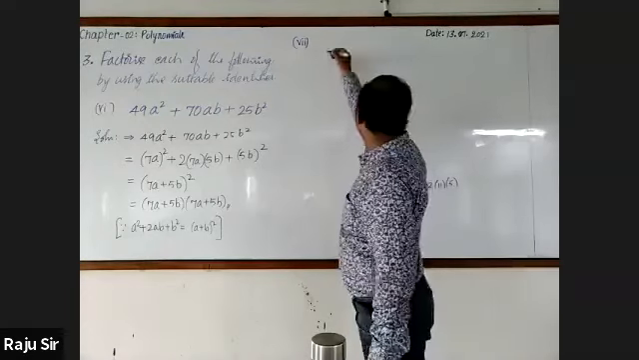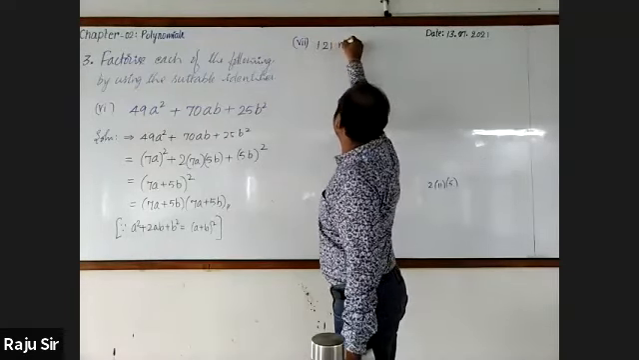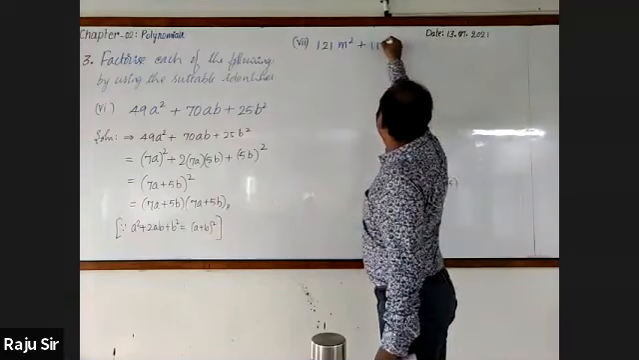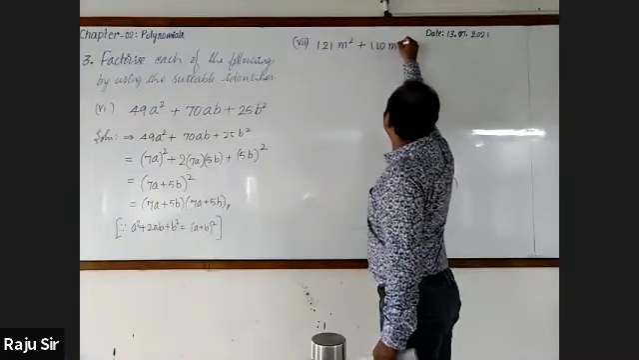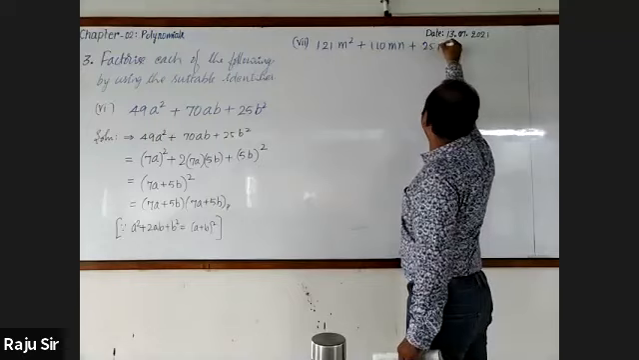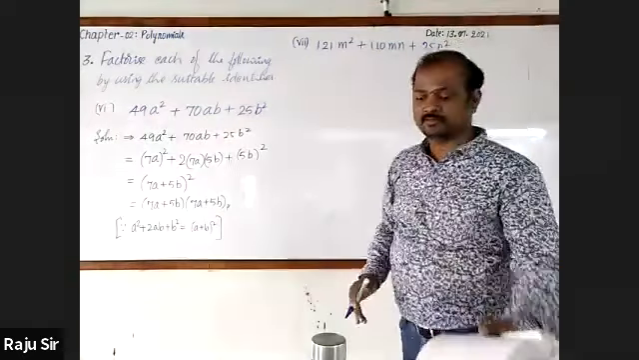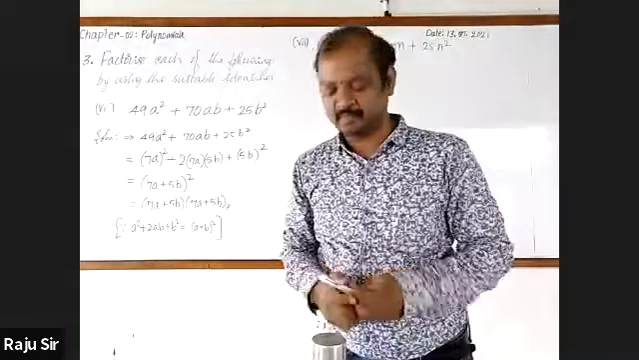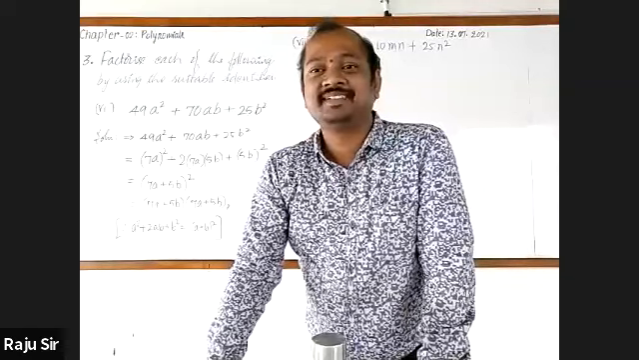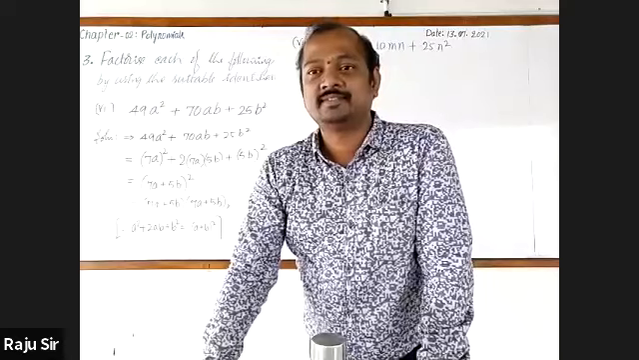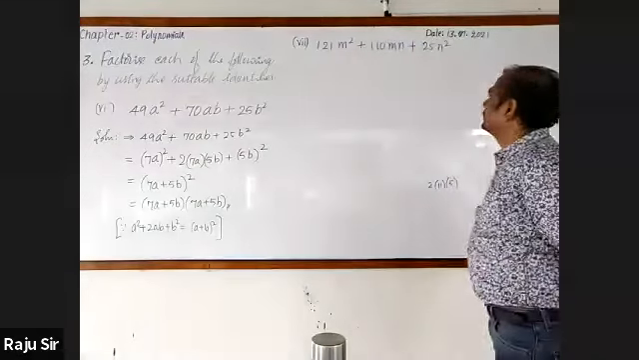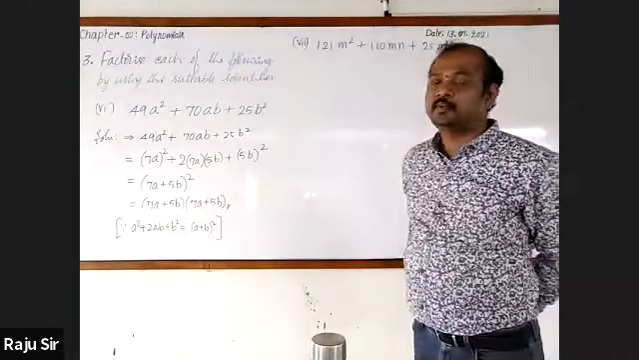It is 121m square, 11, 110mn plus 25. 11m plus 5n whole square. Very good. I expect from Niharika. What is its factorization? Sir, 11m plus 5n whole square. Very good, very good.